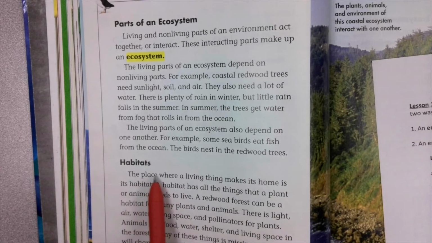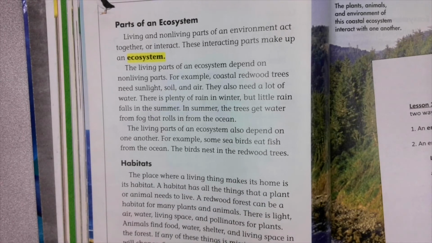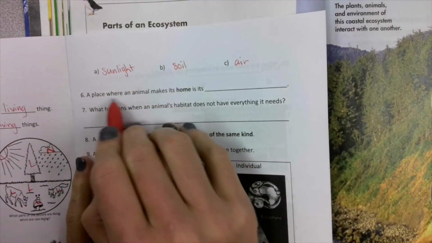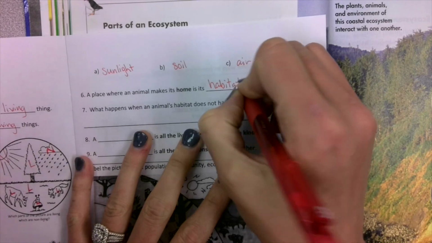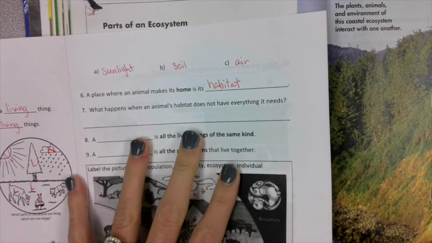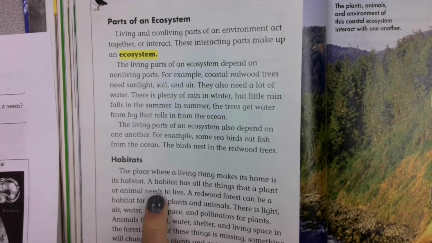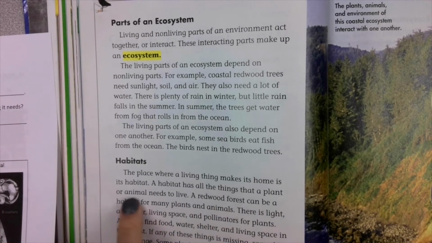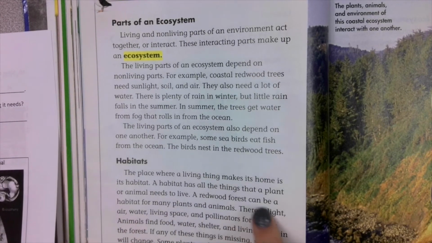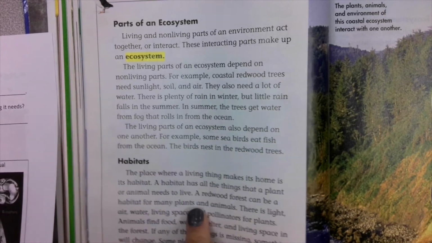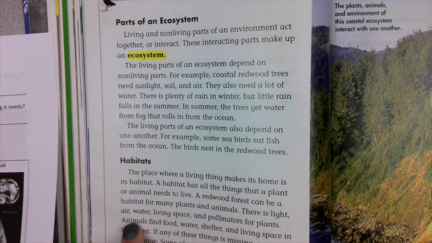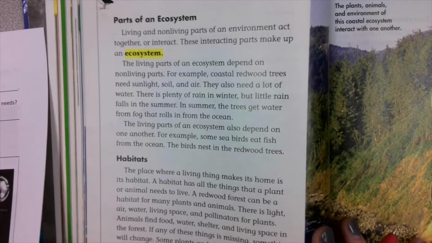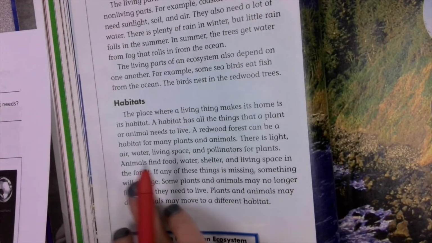Habitats. The place where a living thing makes its home is its habitat. The place where an animal makes its home. It's what we call their habitat. A habitat has all the things that a plant or animal needs to live. A redwood forest can be a habitat for many plants and animals. There is light, air, water, living space, and pollinators for plants. Animals find food, water, shelter, and living space in the forest.